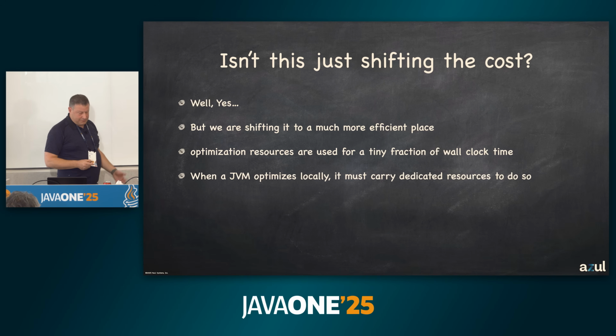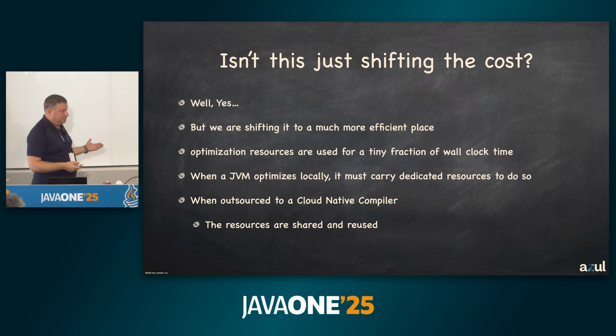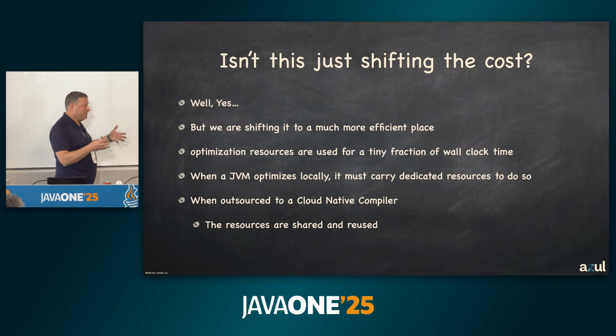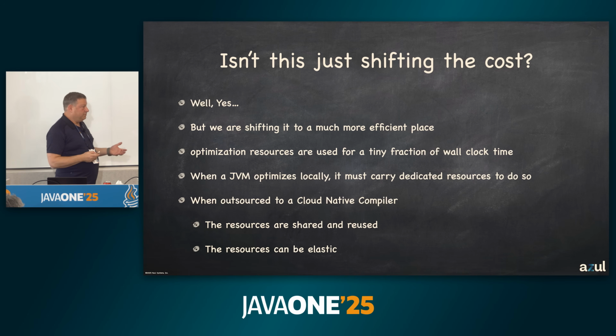So a JVM needs to carry the resources with it, if it does it itself. But if you put it in a common service, then you get to share the capacity, right? We have many JVMs pointing to the same thing. It can compile for you and you and you and you and you, right? But more than that, it could be elastic.